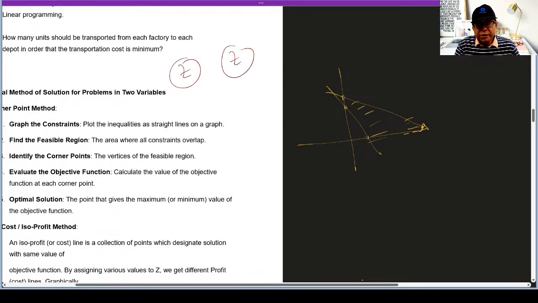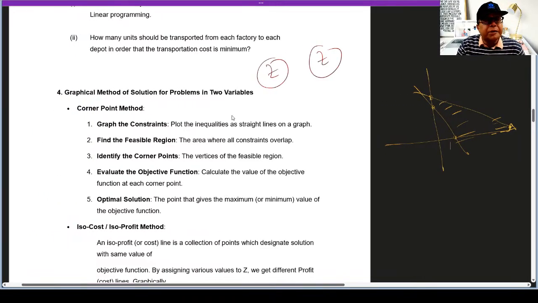Okay? I'll be discussing initially with the help of the corner point method. But you need to know iso-cost and iso-profit method also. Stay tuned till the end. I'll explain everything one by one. Okay? So by corner point method, what you do? Graph the constraints, find the feasible region, identify the corner points, evaluate the objective function, and then write the optimal solution.